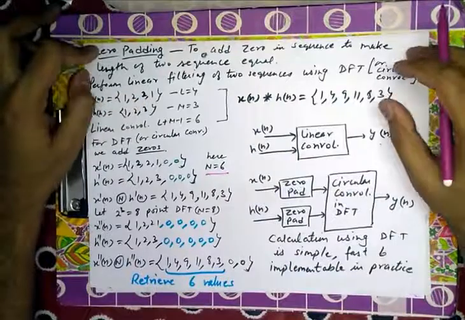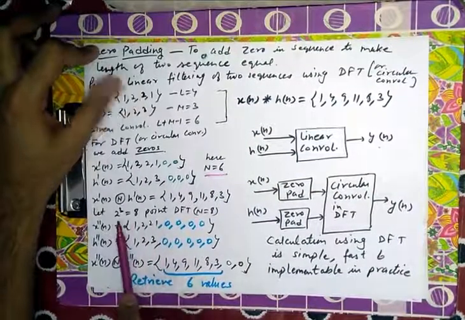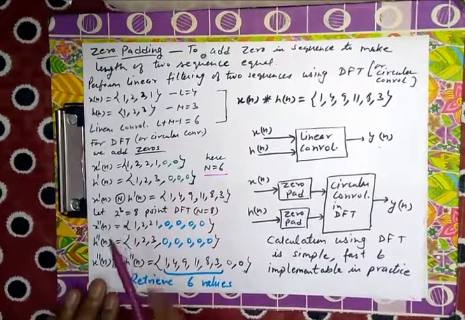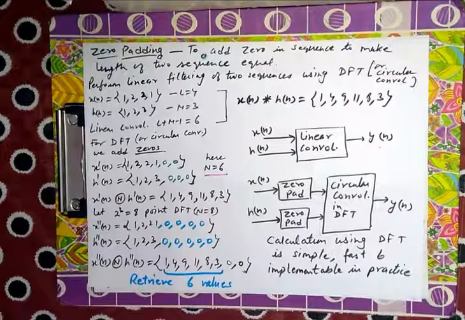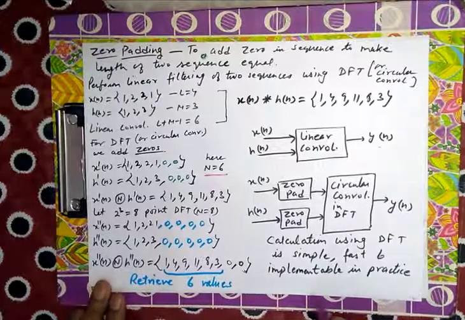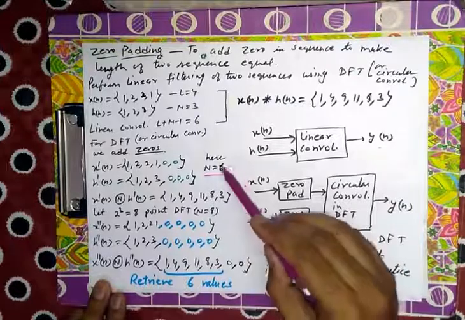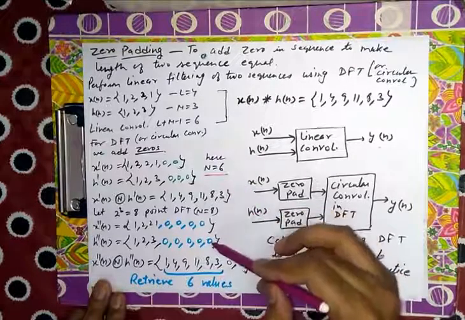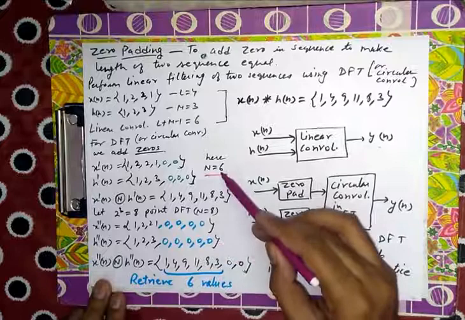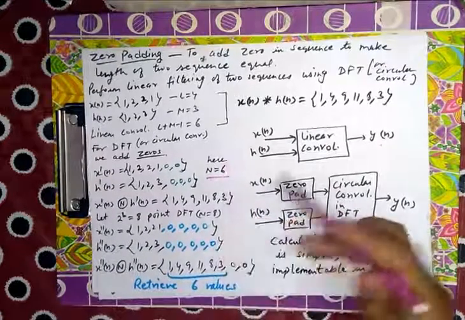But doing this method is again faster because of design factors. 2 raised to power N is much easier to design instead of any value in between, like 6 or 7. So if we have 7 here, then we will use 8. If we have 12 here, then we will actually use 16, because if N equal to 12, we use the next 2 raised to power number, which is 16.